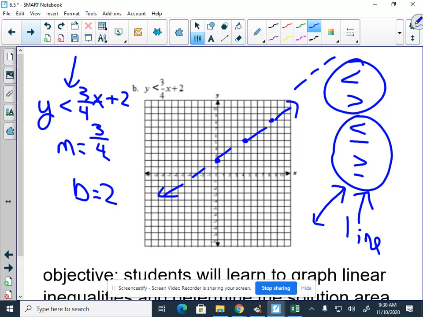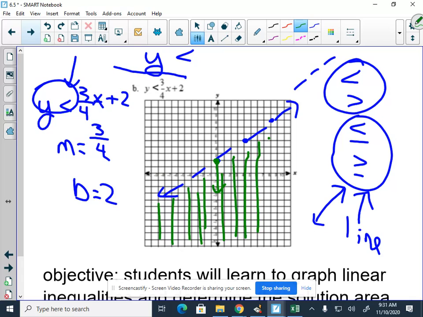Now, we read this one. Y is, as we read across, Y is less. So where is Y less? Is Y less if we go up or if we go down, everyone? Down. So I put my pen on the line, and Y would be less if I go down. So my answers will all be shaded below the line.